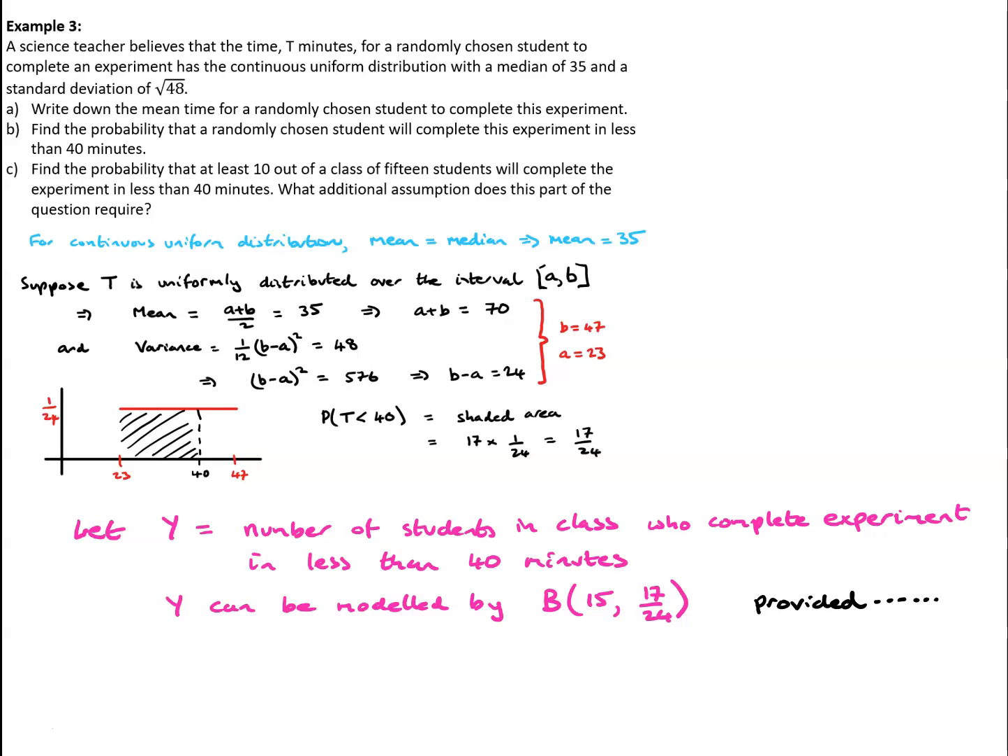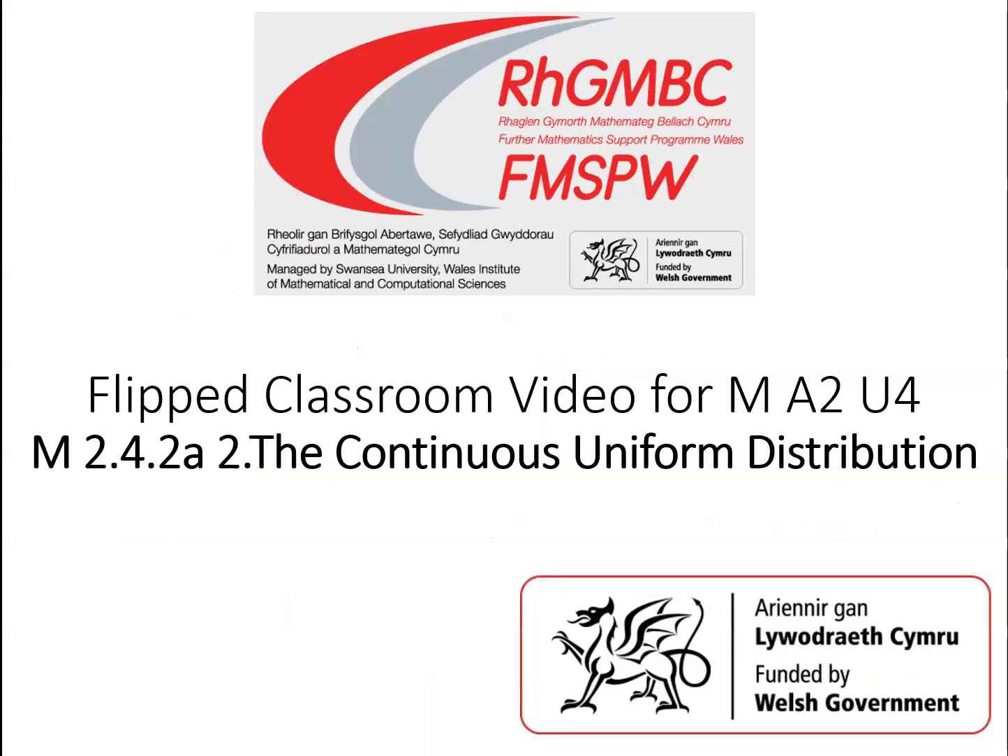Given that, then, what we want is the probability that y is at least 10, so that's y is greater than or equal to 10. That's 1 minus the probability that y is less than or equal to 9, because we're dealing with a binomial distribution which is discrete, and we can use our calculator to obtain that probability, which is 0.2542. So we've got the probability that y is greater than or equal to 10 is 1 minus 0.2542, which gives me 0.7458. That concludes our look at the continuous uniform distribution.